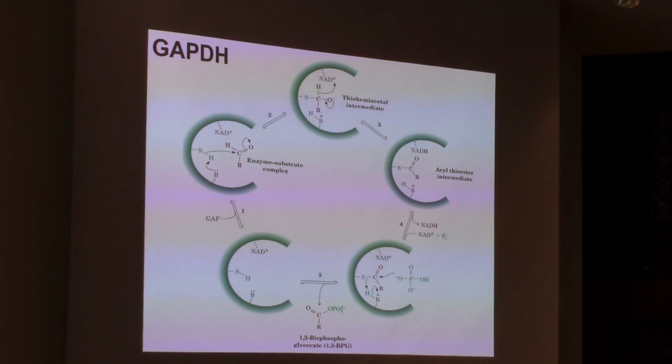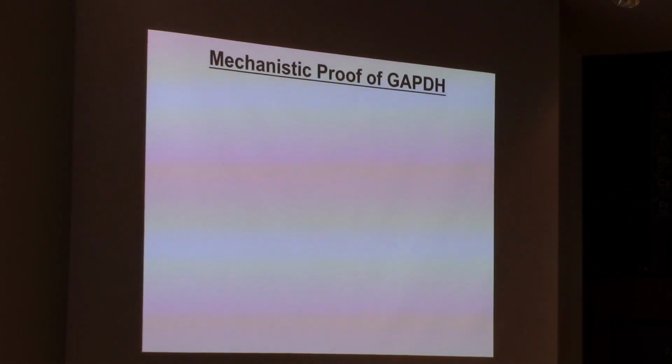So this is kind of a cute little mechanism, but how do we actually know that it happens like this? It seems a little complicated, and it seems like experimentally it would be very difficult to prove that these two processes were happening on the same enzyme. So let's talk about how we know that it actually occurs this way. Let me tell you about the mechanistic proof that we have that GAPDH follows the mechanism that I showed you on the previous slide.